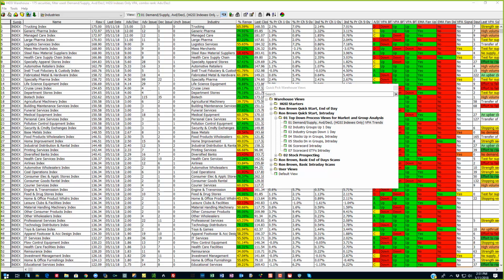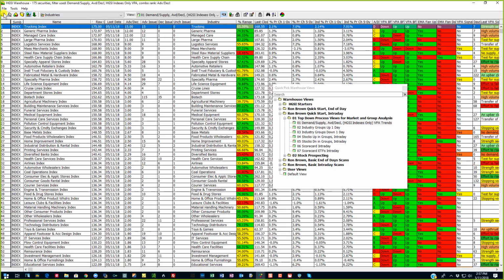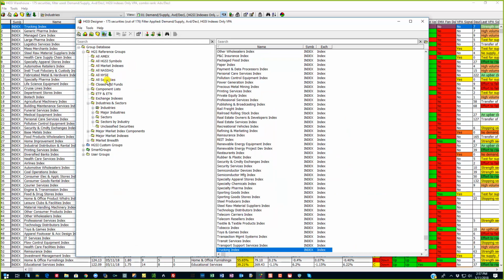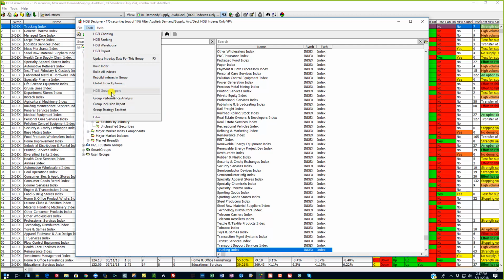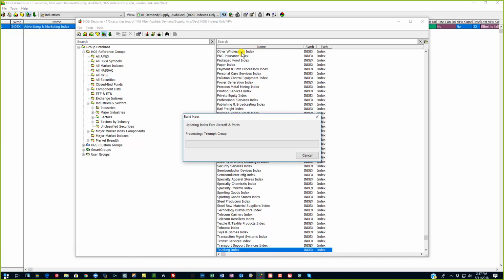Let's see if this works. Okay, I want you to answer this question. Now we're getting into the close. I'm going to do this one more time. And once again, I'm going to click on industries. I'm going to rebuild the indexes in the group. And if you close the warehouse view, it works faster, but on this computer it works fast anyway. So I doubt if we're going to see much in the way of changes.